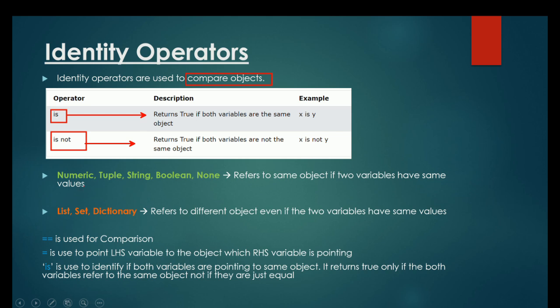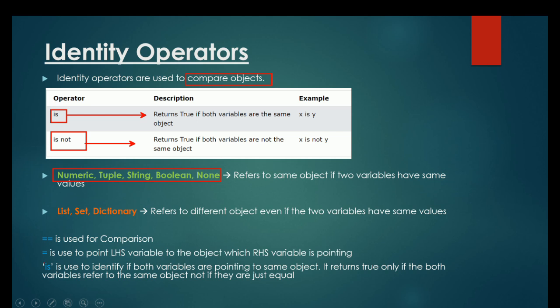Now talking about the data types in Python: numeric, tuple, string, boolean and None refer to the same object if two variables have the same values, whereas list, set and dictionary refer to different objects even if the two variables have the same values. Let's recap double equal to. Double equal to is used for comparison. Single equal is used to point the left hand side variable to the object which the right hand side variable is pointing to.